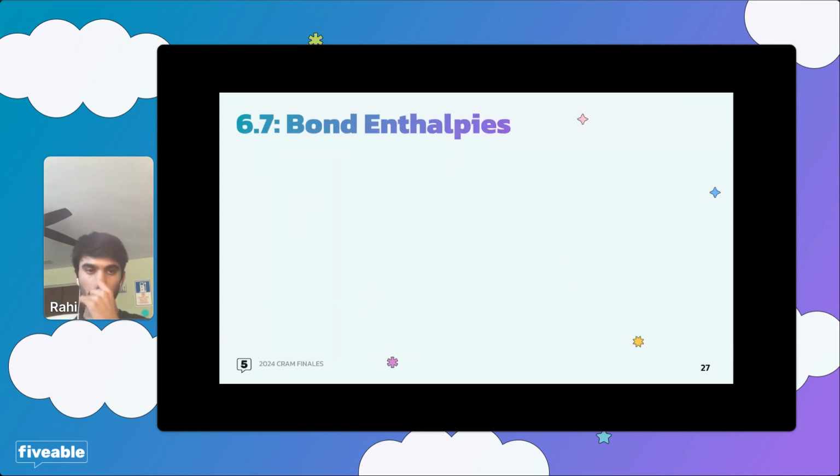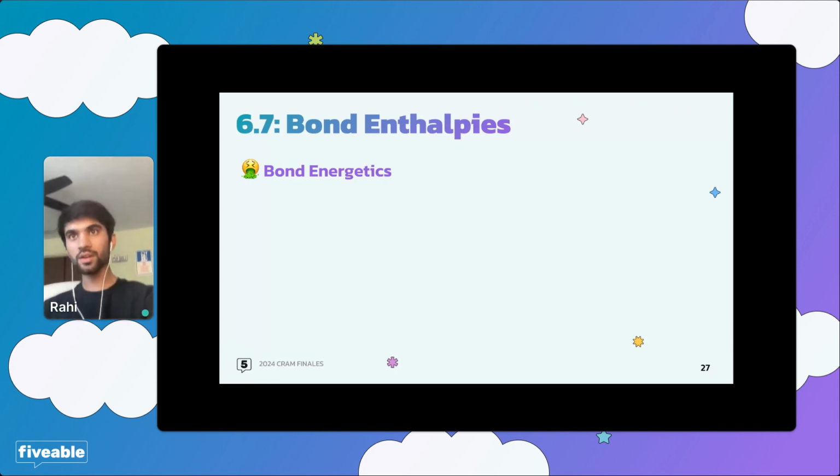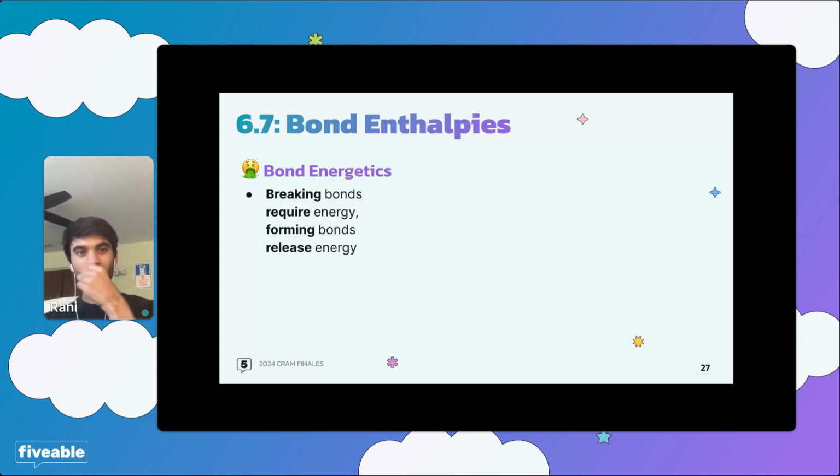Okay, so let's talk about bond enthalpies. Breaking bonds requires energy, and forming bonds releases energy. Why? Because forming bonds is typically more energetically favored than breaking bonds. Breaking bonds requires work. Bonds form when they're in the correct orientation, which is spontaneous and therefore releases energy. Okay?